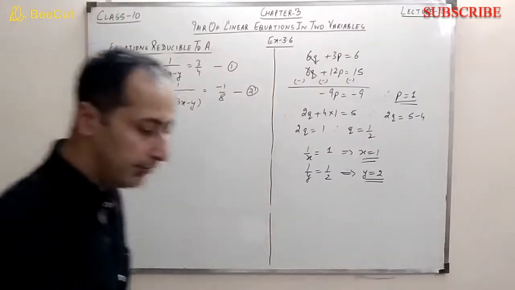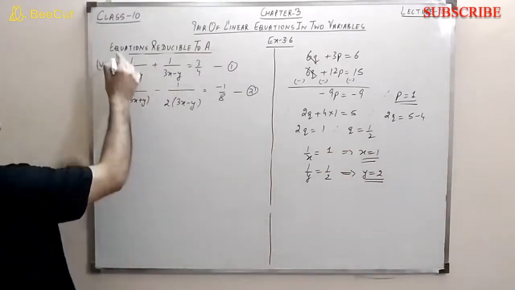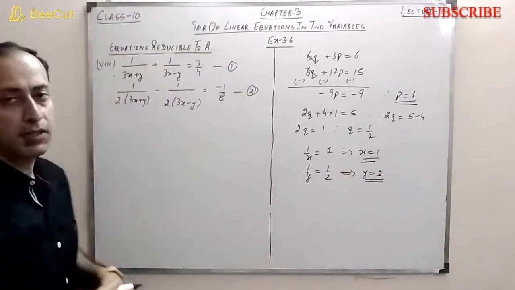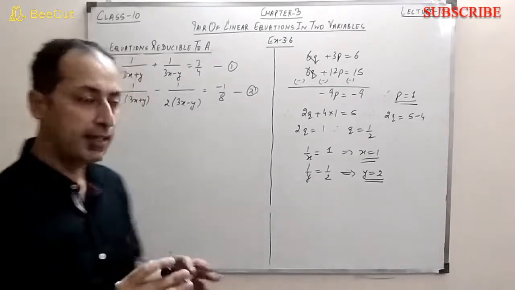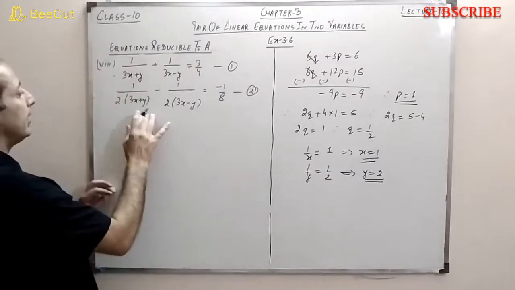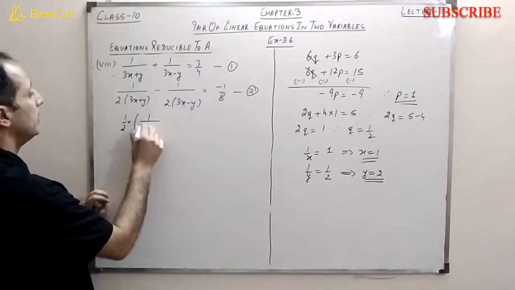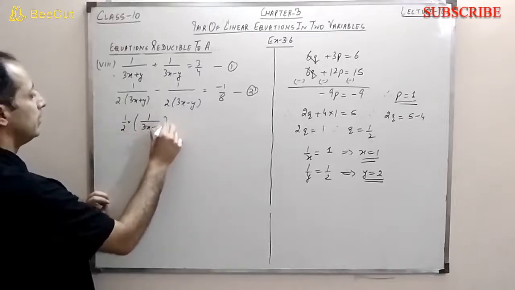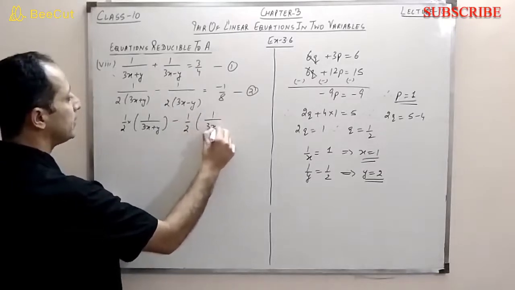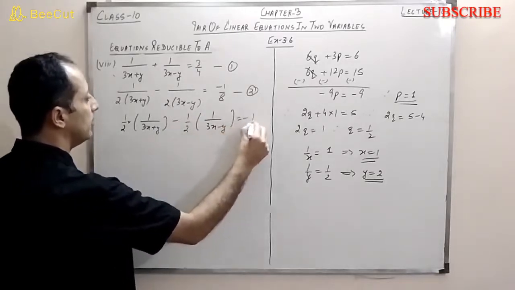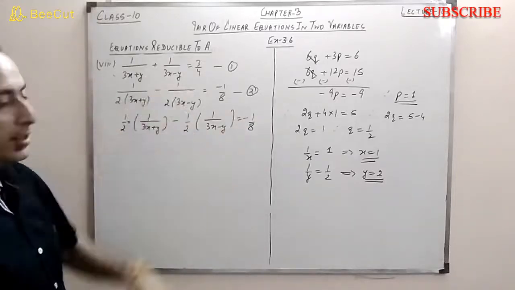Now the first step is to check the common thing. There is no number in the denominator in the first equation, but in the second equation there is a number in the denominator. So how can we write this? I just rewrite this again. I can write it as 1 by 2 into 1 upon 3x plus y, minus 1 by 2 into 1 upon 3x minus y equals minus 1 by 8. Right? Now you can see these are common things. So what is the next step?